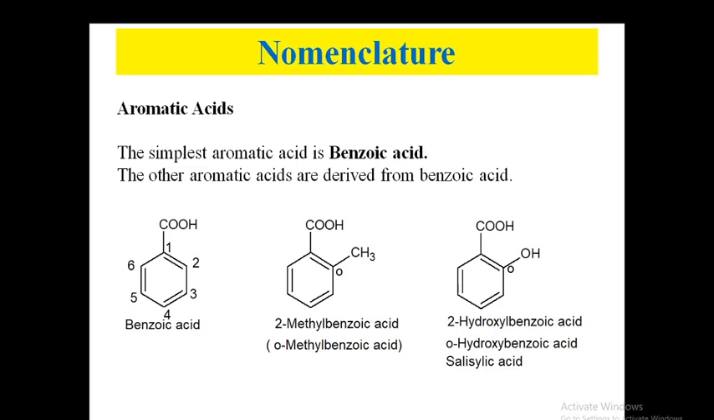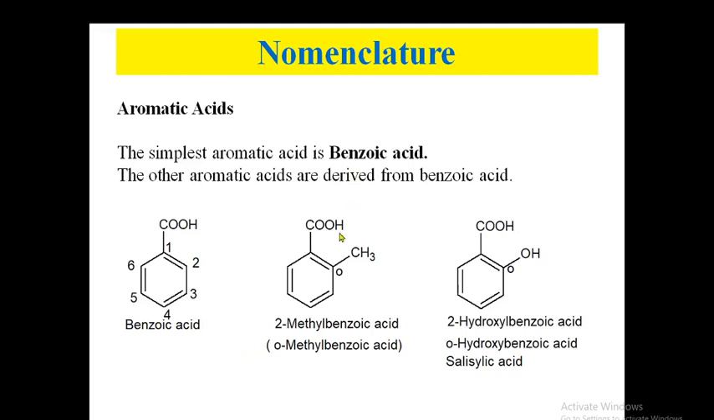Now let's see some aromatic acids. Aromatic acids are given names depending on the simple parent compound. The parent aromatic acid here is benzoic acid. So this is benzoic acid, in which the COOH group is directly attached to the phenyl ring or benzene ring. And other aromatic acids are derived from this parent benzoic acid.